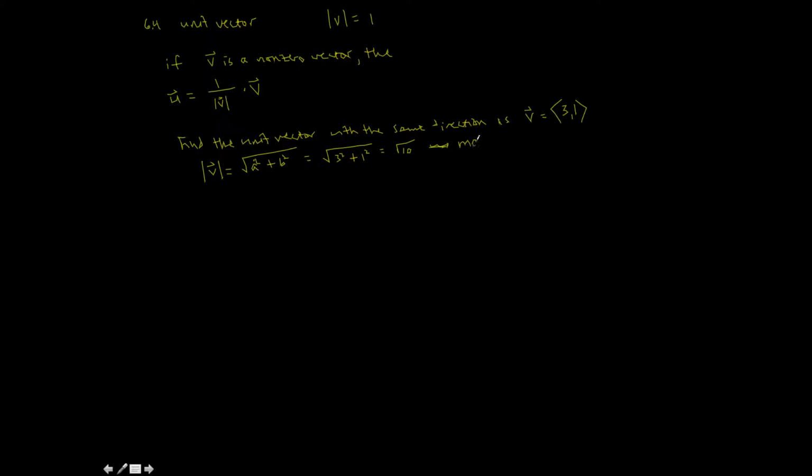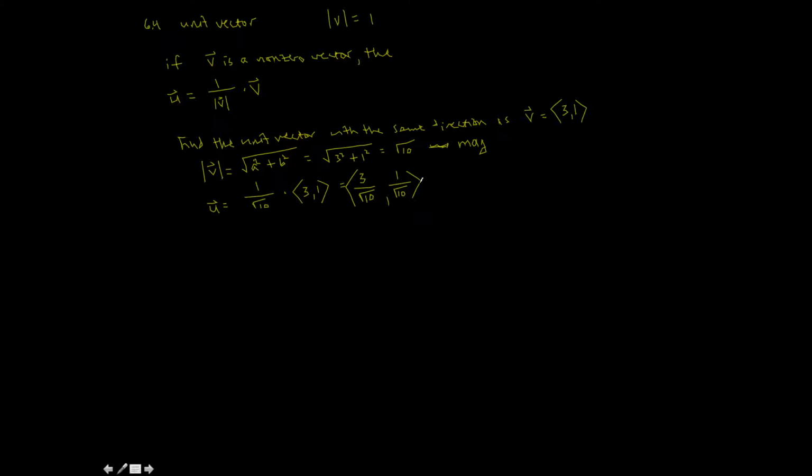That's the magnitude. And remember that it would be the absolute value of the square root of 10, but because this is positive, the absolute value bar is not necessary. So if we want to find the unit vector u, we multiply by 1 over the square root of 10. That is essentially our scalar multiple. So 1 over the magnitude, which we found, times vector v, which is 3, 1. When you multiply that, you get 3 over the square root of 10 and 1 over the square root of 10. So this would be our unit vector u for our vector v, 3, 1.